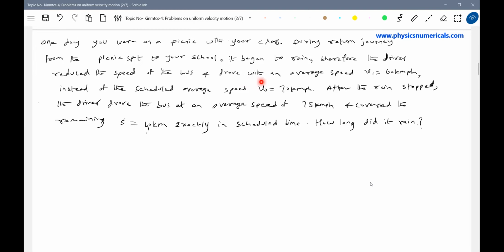and drove with an average speed V1 of 60 km per hour instead of the scheduled average speed of 70 km per hour. After the rain stopped, the driver drove the bus at an average speed of 75 km per hour and covered the remaining 40 km exactly in the scheduled time. How long did it rain?